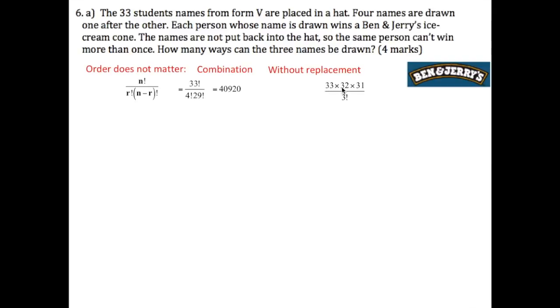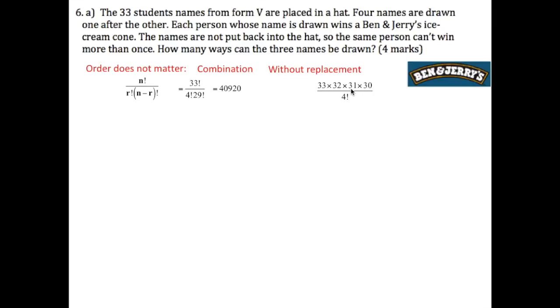The other way of thinking about this, if you didn't want to use your formula, is to do it logically. 33 people for first, 32 choices for second, right? I have taken one person out of the hat. We have 32 left, times 31 for third, times 30 for fourth. Because the order doesn't matter.